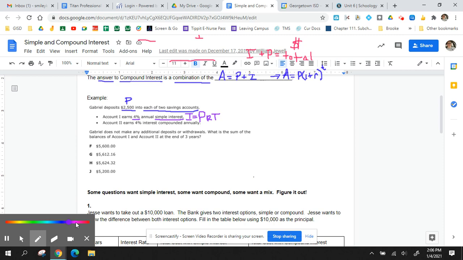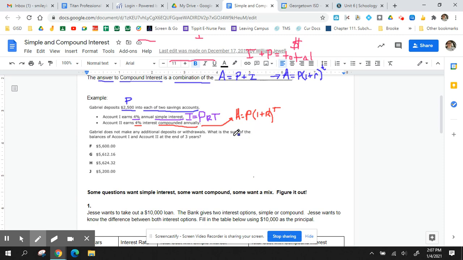Now, account number two says that he earns also 4%, but it is compounded annually. Remember, compounded annually, and I'm going to draw an arrow because there's not enough room, is like what we just did up above: A equals P parentheses 1 plus R, and to the T up here in the exponent. So what does this mean for us? It says that Gabriel does not make any additional deposits or withdrawals. Basically, he doesn't add any or take any away.